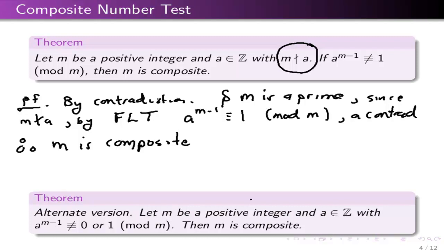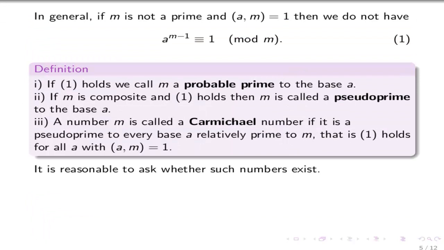Now one might ask whether there is a converse to this statement, and unfortunately no. You can have a composite number with a to the m minus 1 coming out to be congruent to 1 mod m. So let's take a look at that concept next. Now in general, if m is not a prime and a is relatively prime to m, we do not have a to the m minus 1 coming out to be congruent to 1 mod m, like we have for Fermat's little theorem for primes. However, sometimes that will happen, and when it does happen, we give the following definition.